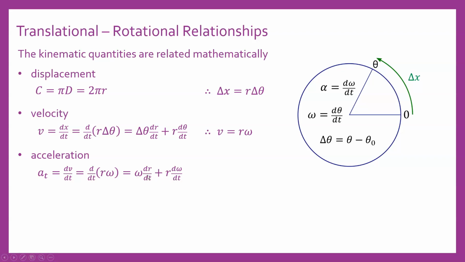Of course, dr/dt is 0 because the radius is constant, and that leaves us with our final relationship: the tangential acceleration is equal to the radius times the angular acceleration. Notice that the common factor in relating all of the translational quantities to their angular counterparts is the radius, or length of the lever, r.